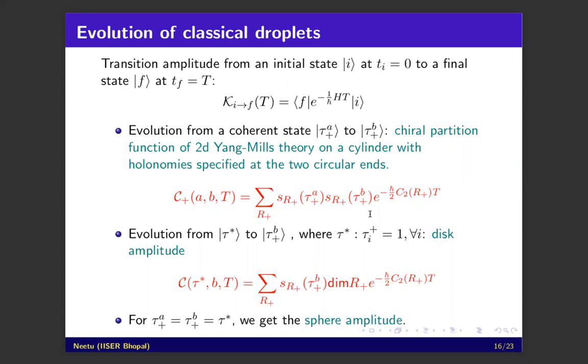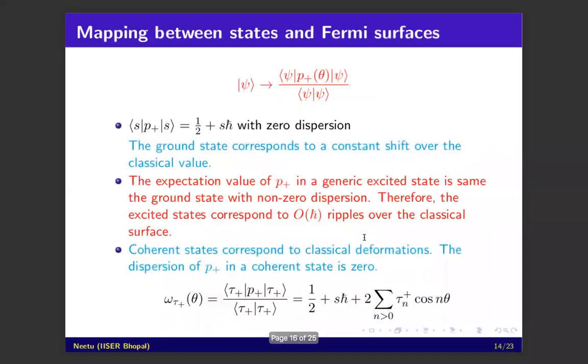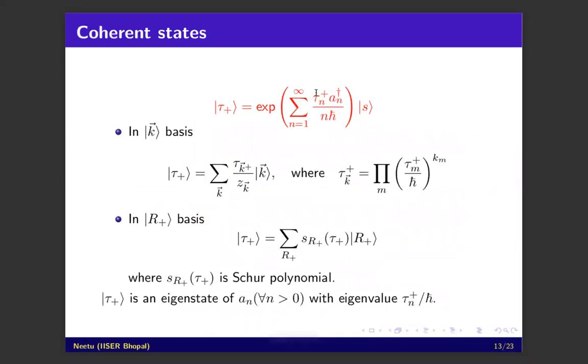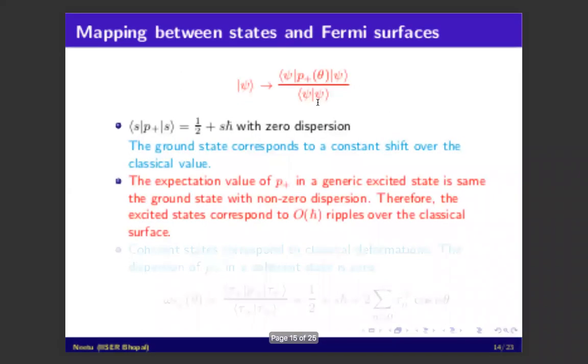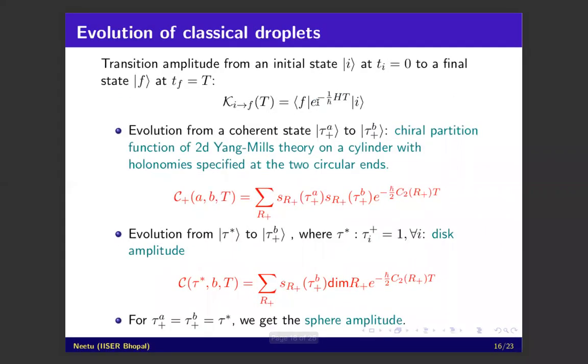Then we can take a particular coherent state, which corresponds to all these tau variables which appeared in the coherent state. These are denoted by tau_n here. If I take all of these tau_n's to be 1, then I'll get a specific coherent state. And if we consider evolution from that state to a generic coherent state, then we'll get the disk amplitude. And if we take both the initial and final states to be this state tau star, then we'll get the sphere amplitude.